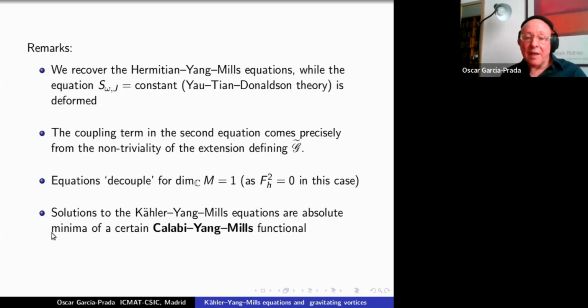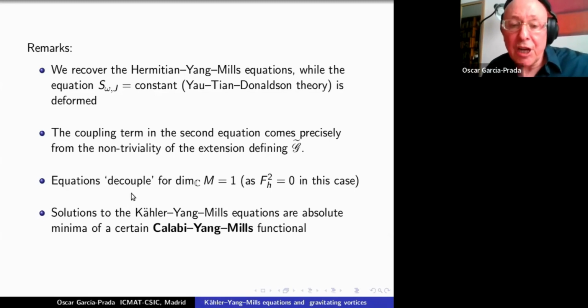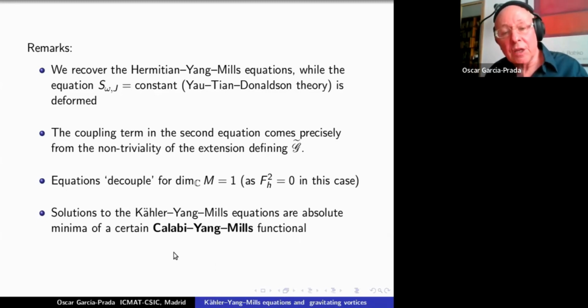Another comment I want to make, which also explains the naturality of these equations, is that in a similar way as the Hermitian-Yang-Mills equations come as minima of a Yang-Mills functional, and the constant scalar curvature condition is also a minimum of one of the Calabi functionals, there is a natural Calabi-Yang-Mills functional in this situation, and these are absolute minima. The solutions to the Kähler-Yang-Mills equations are absolute minima of this Calabi-Yang-Mills functional.